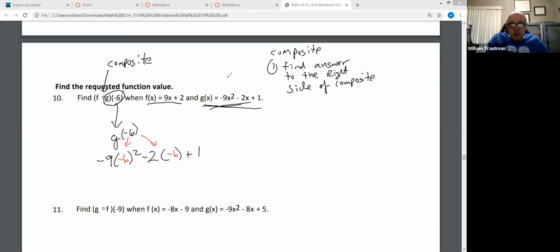And you have to plug this -6 into G because it says that you do the right side first. So I'm plugging -6 into this G function. Everywhere there's an X, I plug -6. And I'm gonna put this in my calculator because I have no idea. -9 parentheses, -6 squared, minus 2 parentheses, -6 plus 1. And I think I get this crazy answer, 311.